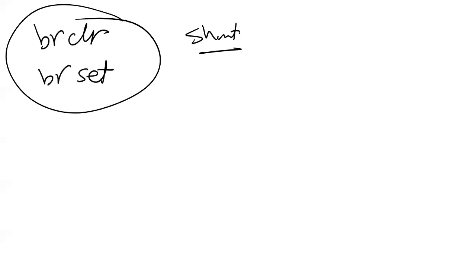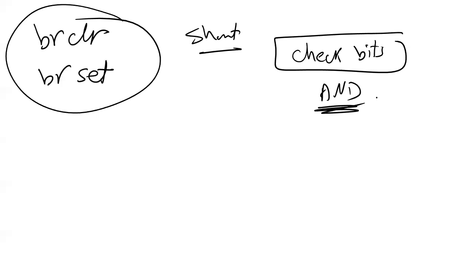Is that okay? So now how can I do the same thing like branch if clear, branch if set, using logic operation, and how can I make it long? Okay? The idea is very simple. I'm going to tell you how. Look here, guys. If you want to check some bits, here you have to use AND, logic AND.